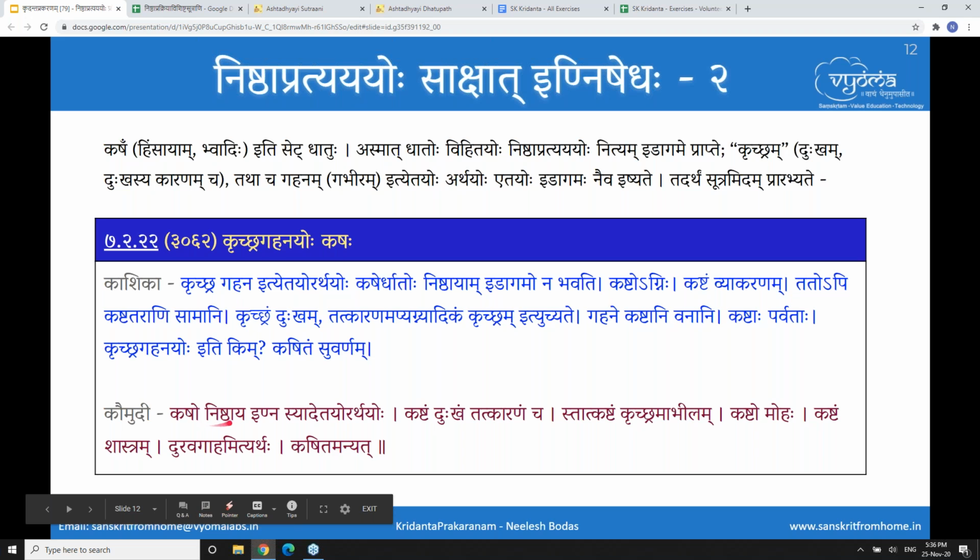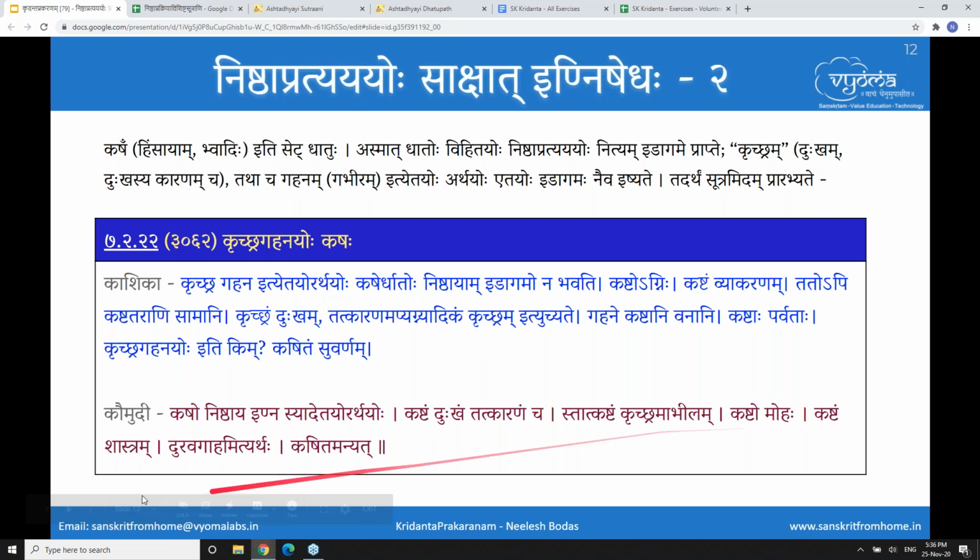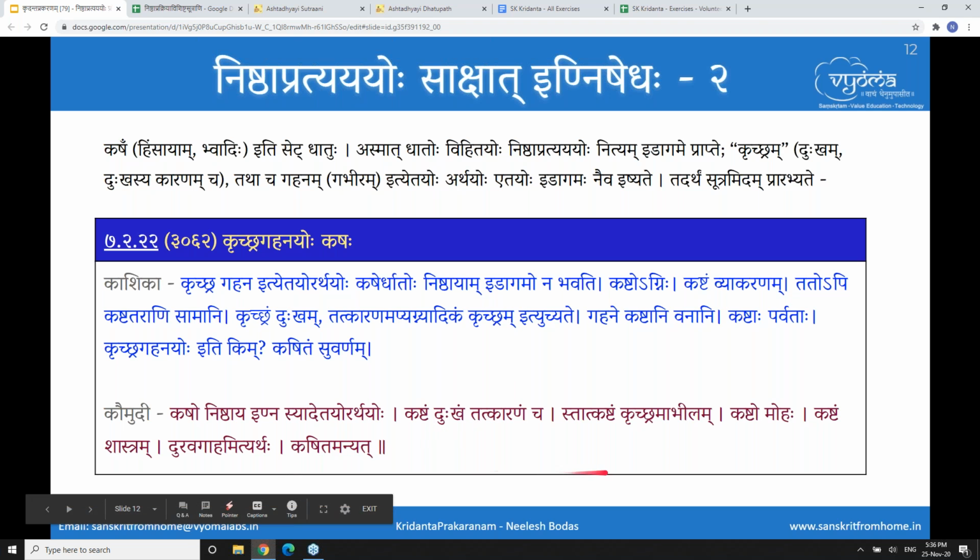Kaumudi says kashoho nishtayam id nasyad etayoho arthayoho kashtam dukkham tat karanam cha stat kashtam krucham abhilam kashto mohaha kashtam shastram. Same thing he is repeating over here. Kashitam anyata.